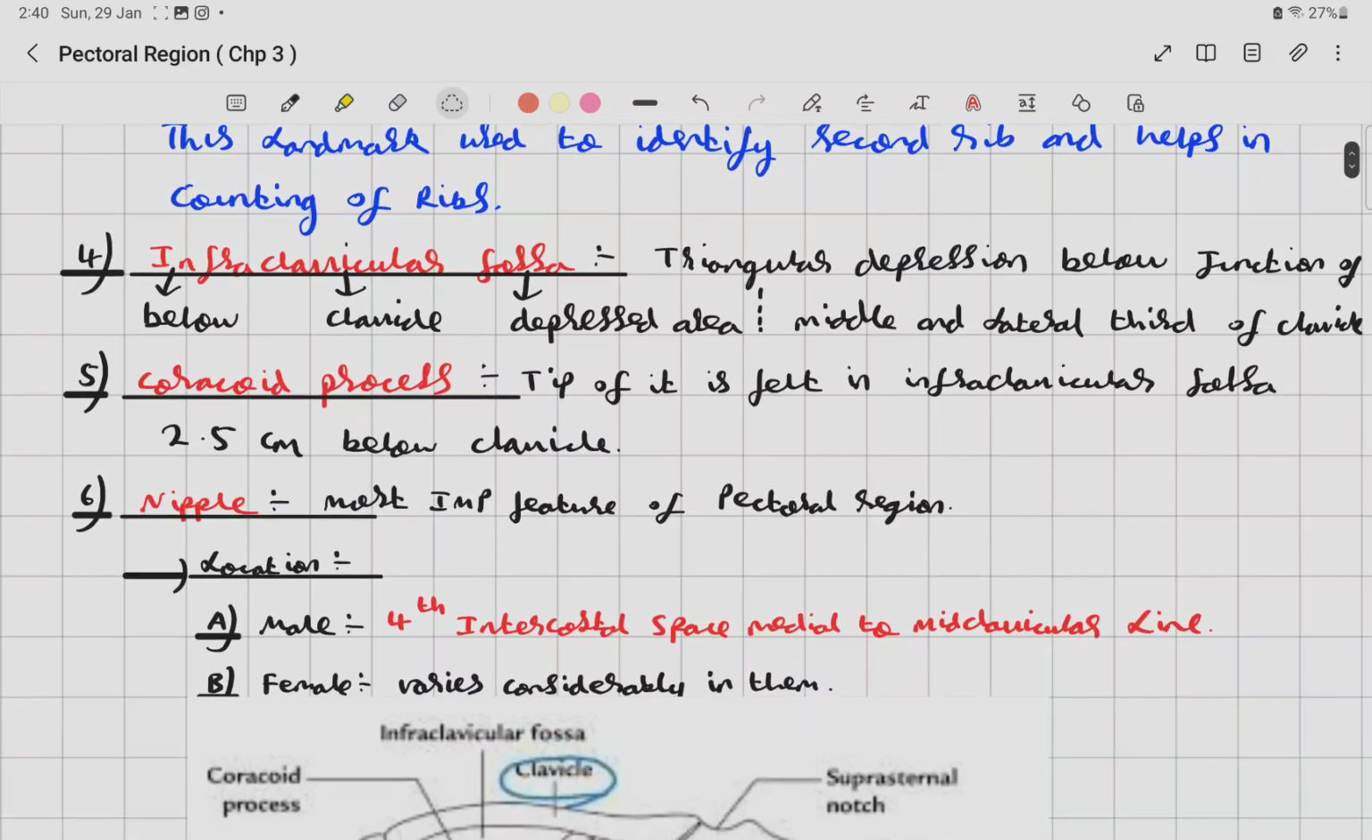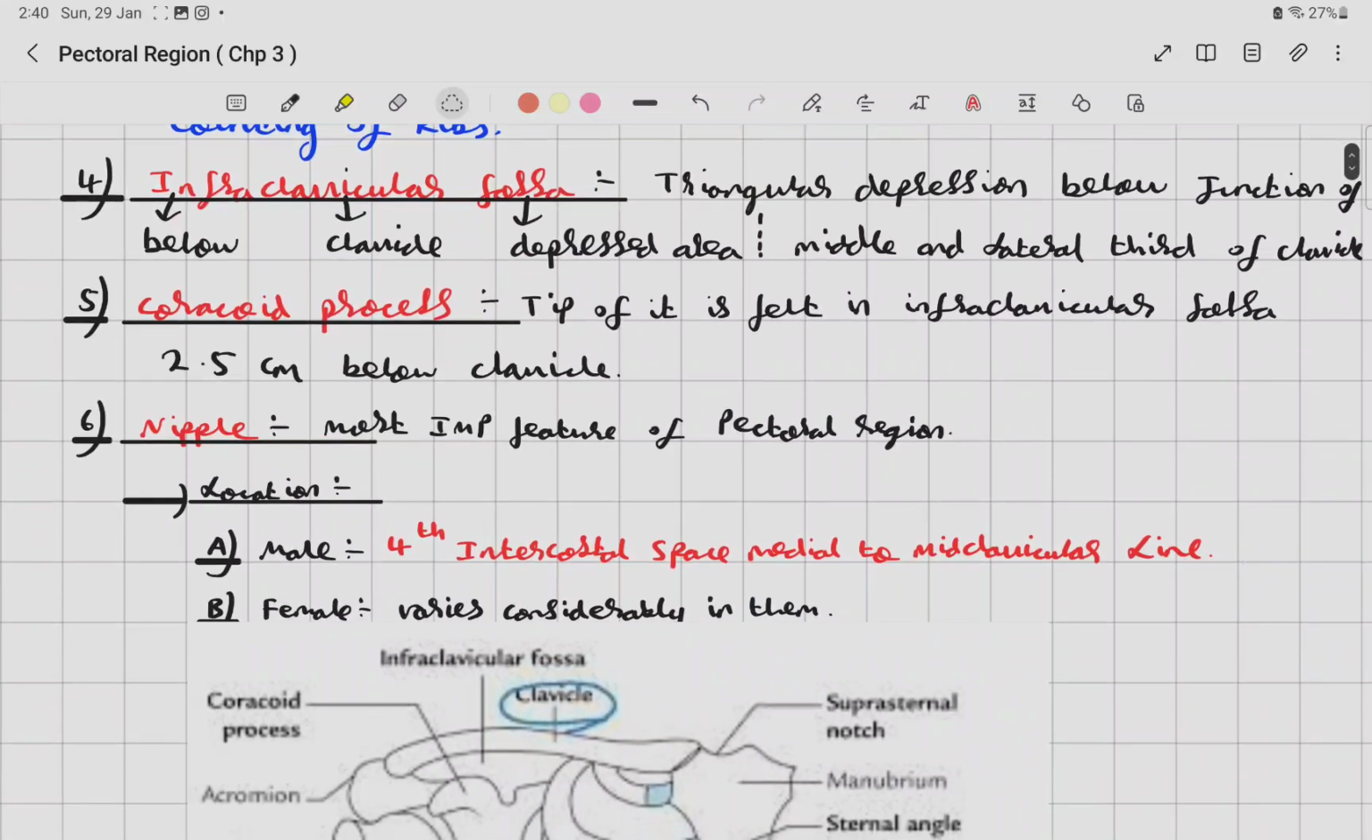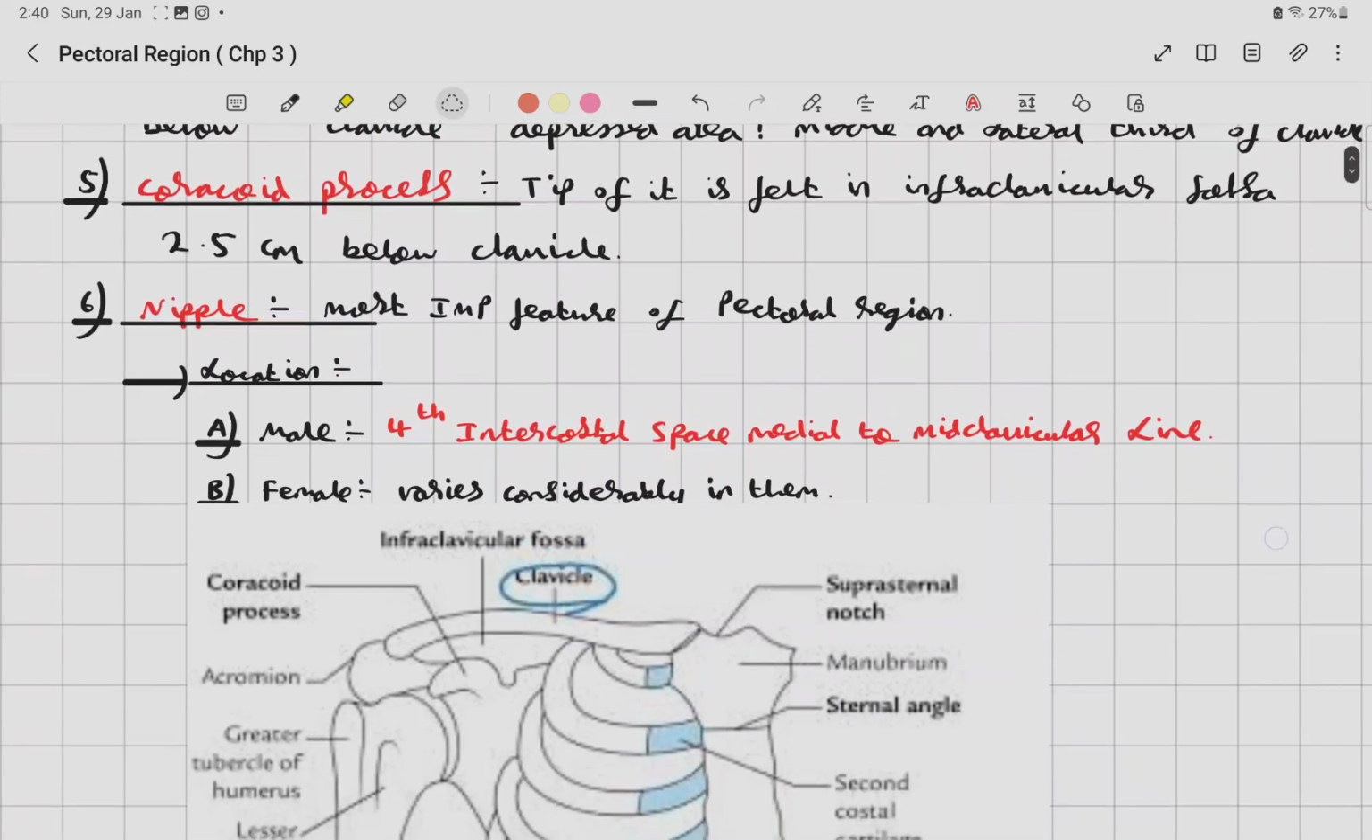Now the nipple, which is one of the most important features of the pectoral region. Location: in males, it is present in the fourth intercostal space, medial to the mid-clavicular line. In females, its position can vary considerably.